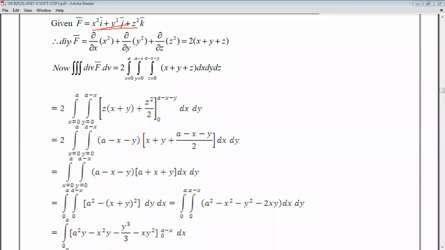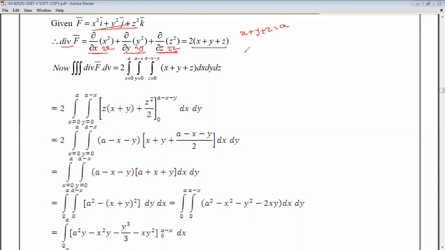So divergence f bar is nothing but dou by dou x of x square plus dou by dou y of y square plus dou by dou z of z square. So the x square derivative is nothing but 2x, this is nothing but 2y, and this is nothing but 2z. In each and every term 2 is common. Simply we write 2 into x plus y plus z. And coming to this, the given plane is x plus y plus z is equal to m.